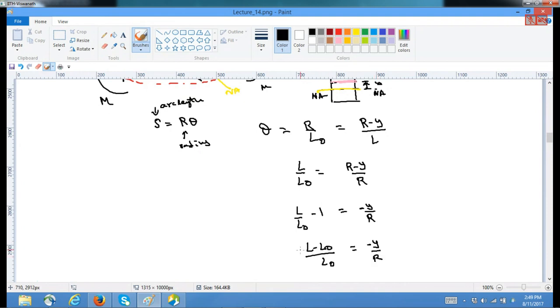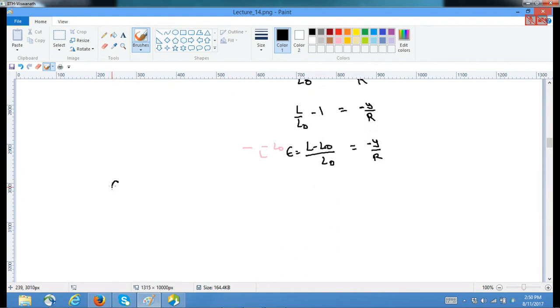But what is the length of the fiber before the deformation? Before the deformation it was L naught. All the fibers were L naught. After the deformation its length was L. So L minus L naught is the change in length divided by the original length. So it gives the strain in the fiber. So epsilon is equal to L minus L naught by L naught, that is equal to minus y by R. This is an important result.